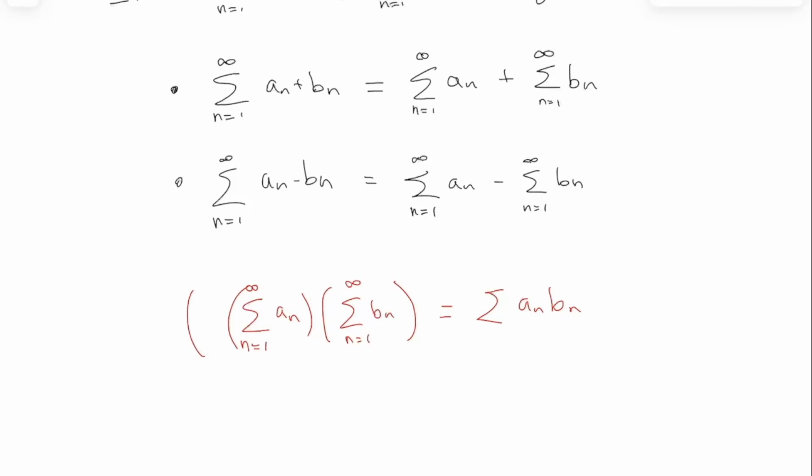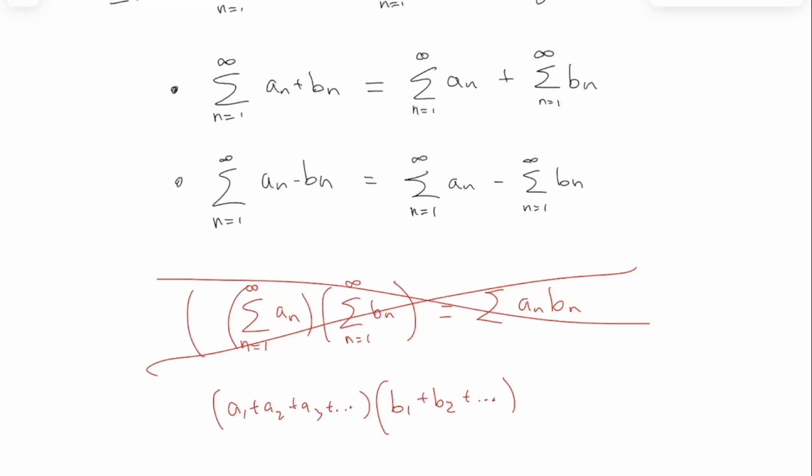This is absolutely not true, because what you have over here is like A1 plus A2 plus A3 plus blah, blah, blah, multiplied by B1 plus B2 plus blah, blah, blah. Is that the same as A1 B1 plus A2 B2 plus A3 B3? The answer is absolutely not. If you actually wanted to multiply this out, you'd have to do a ridiculous infinite FOIL thing, and you would get many, many terms, not just A1 B1, A2 B2. You would also get things involving A1 and B2 and so on. So this rule, maybe you wanted that to be true, is definitely not true.